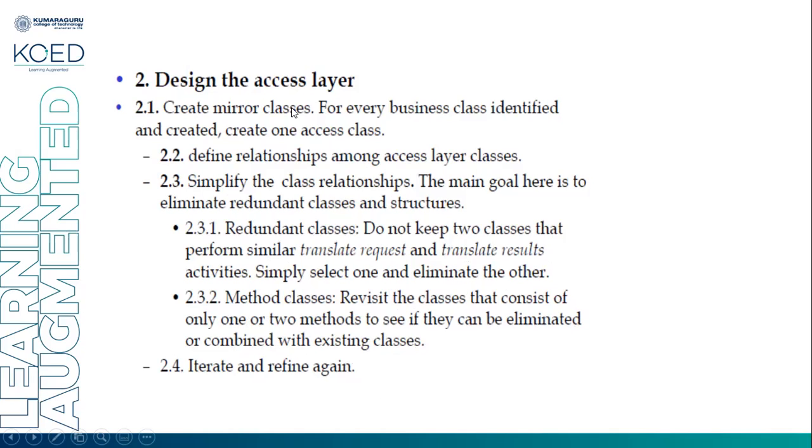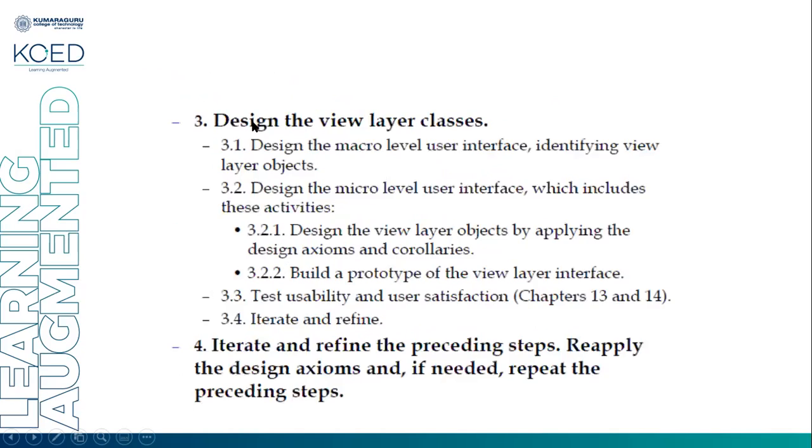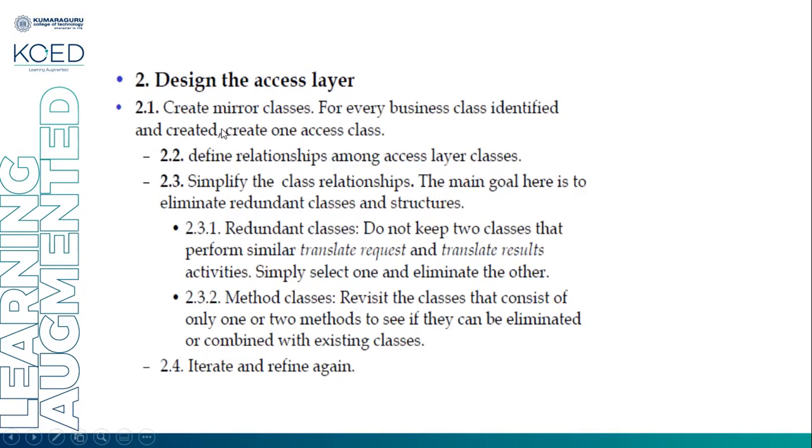So iterate and refine. This is the design of the access layer. Create mirror classes for every business class. You have to create an access class and define the relationship among the classes. Simplify the class relationship. It contains two steps.